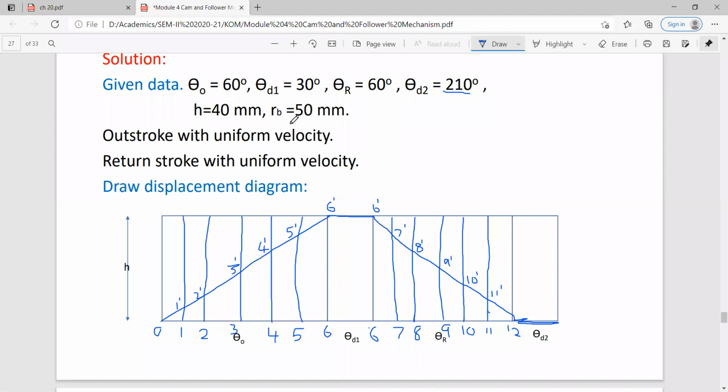So which radius is given? That is the minimum radius of the cam. And as I told you, the minimum radius of the cam is also known as the base circle radius, which is given as 50 mm. If your base circle is of radius 50 mm, you can imagine how much space will be required for you in order to draw this. So let us now see the construction of the cam profile.